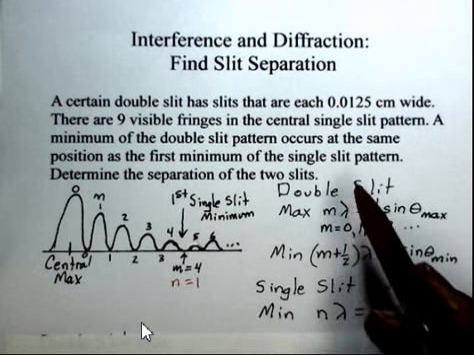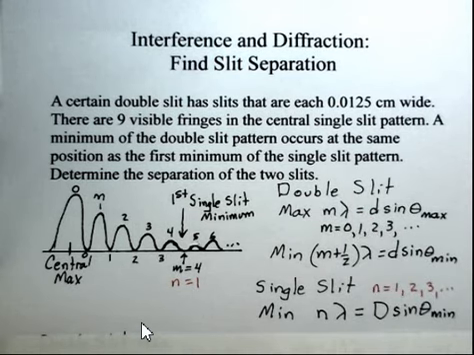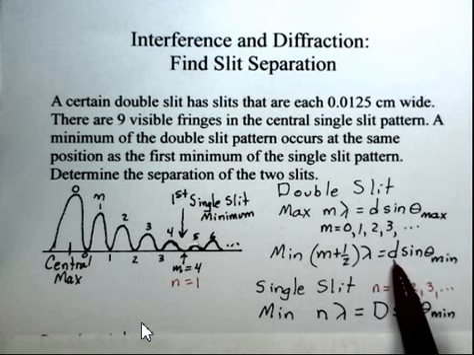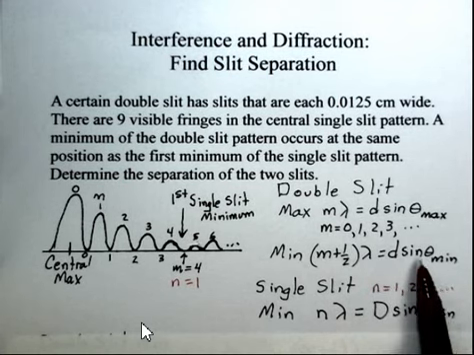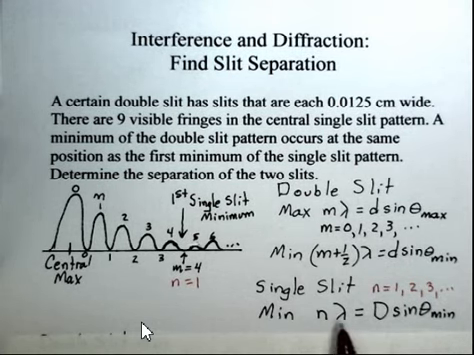You notice that in this wording, the wavelength is not given. So it looks like we might have two unknowns here. And we do. Now, the wavelength is unknown, and up here, the slit separation, small d, that's unknown. So how do we proceed if we have two unknowns? We need a second equation. That's the purpose of the single slit equation, of course.